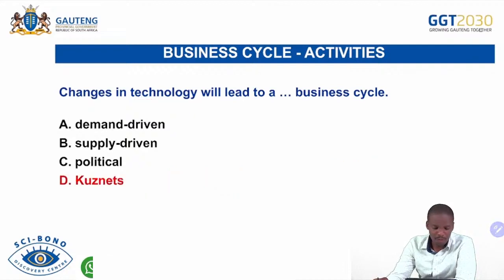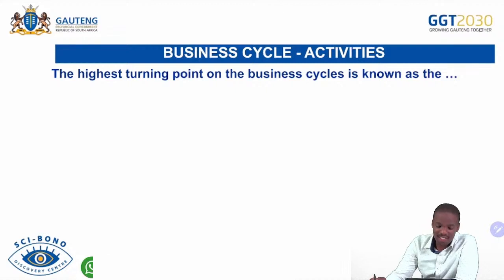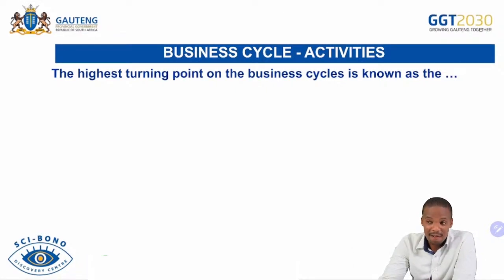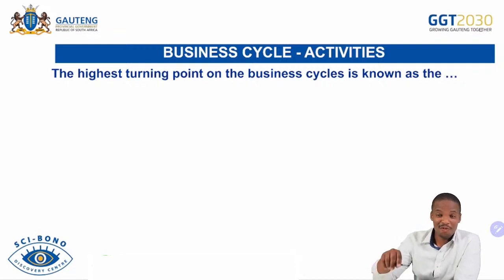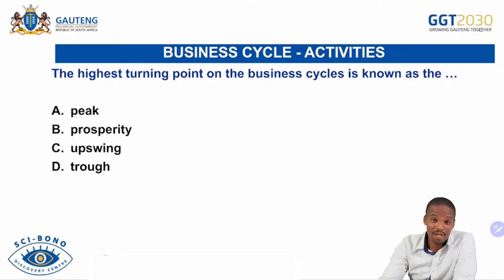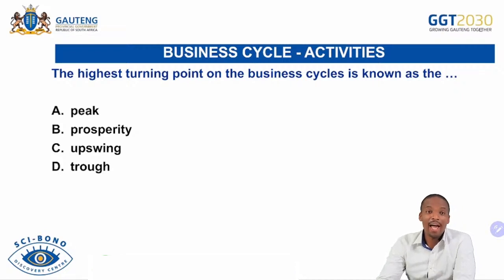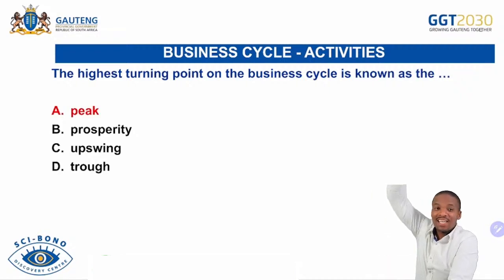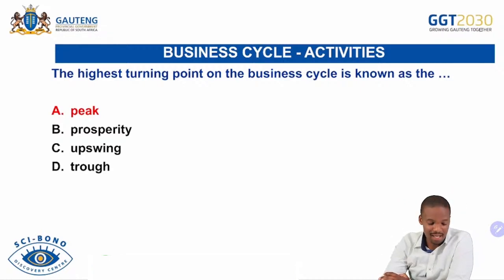Then if we continue, the next question says, the highest turning point on a business cycle is known as the... Remember, you already did the turning points. We have only two turning points: the highest turning point and the lowest turning point. Then here are the four multiple choice options. Remember, grade 12s, I still repeat: on multiple choice questions there is no more than one correct answer. It means you cannot choose A stroke C or D stroke F. There's only one correct answer. I hope you've answered it in your books. Let's see which option you chose. The correct answer is option A, the peak. The peak is the highest turning point of the business cycle.